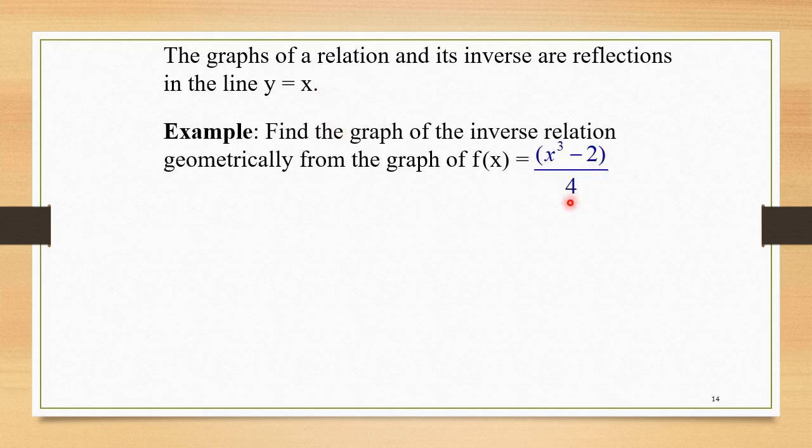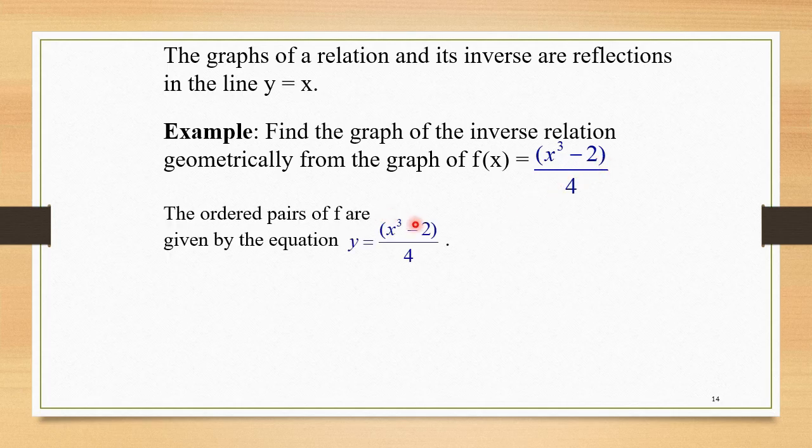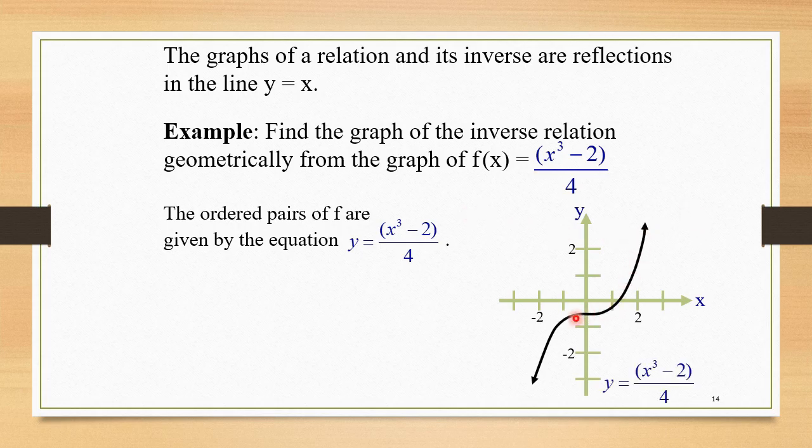So, for example, find the graph of the inverse relation geometrically from the graph of f of x is equal to x cubed minus 2 all over 4. So, the ordered pairs of f are given by the equation y is equal to x cubed minus 2 all over 4. So, dito pwede kayong gumawa ng table of values para mahanap kung ano yung mga points na kailangan kapag nag-graph kayo. So, for each graph, ito yung kakalabasan niya, no? Itong black line na to.